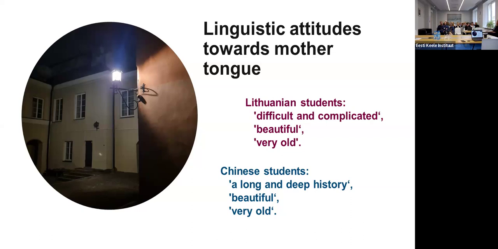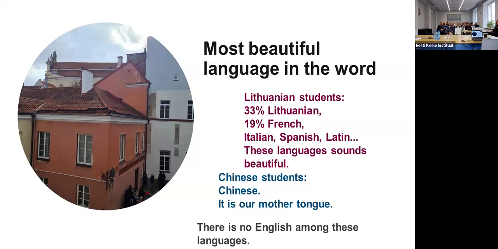Chinese students also say that their language is difficult, but it is difficult for foreigners. For example, the most beautiful language in the world, but the most difficult for foreigners to learn. And next thing, the most beautiful language in the world. For Lithuanian students, it's Lithuanian, but also other languages: French, Italian, Spanish, Latin. And the main answer, the most popular, is that these languages sound beautiful. For Chinese students, it's Chinese.